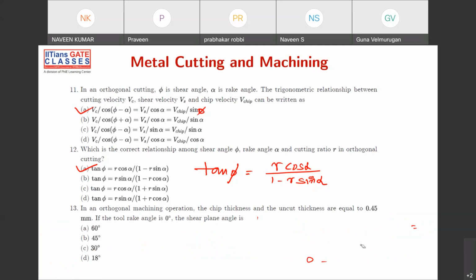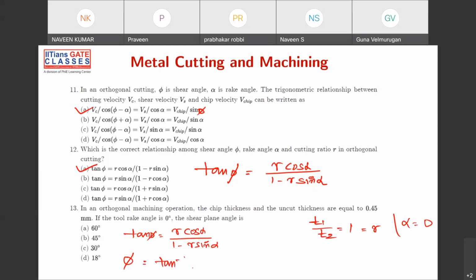Answer is 1. Let me write it clearly. Okay. So T1 by T2 is equal to 1, which is equal to R. Tan phi is equal to R cos alpha by 1 minus R sin alpha. Alpha is given as 0. Phi is equal to tan inverse of 1 into cos 0 by 1 minus 1 into sine 0. That is tan inverse of 1. That is 45 degrees. Fine. Next one.